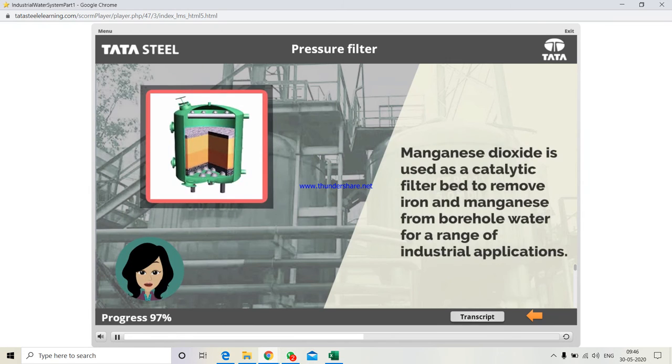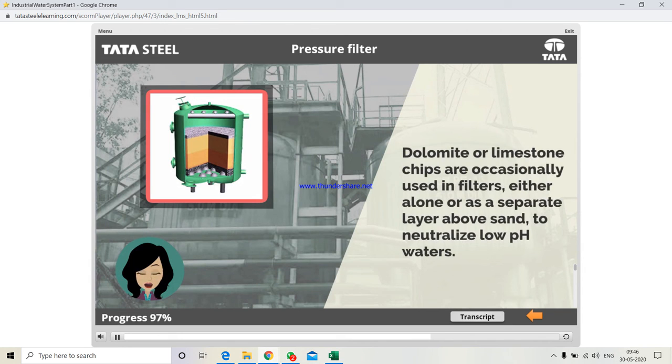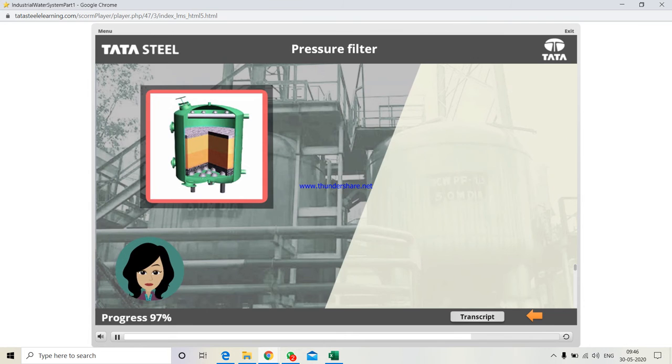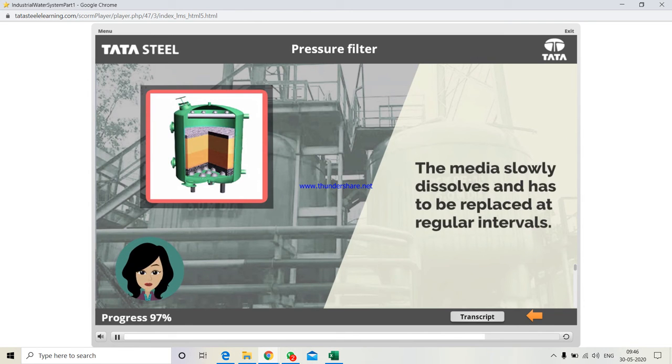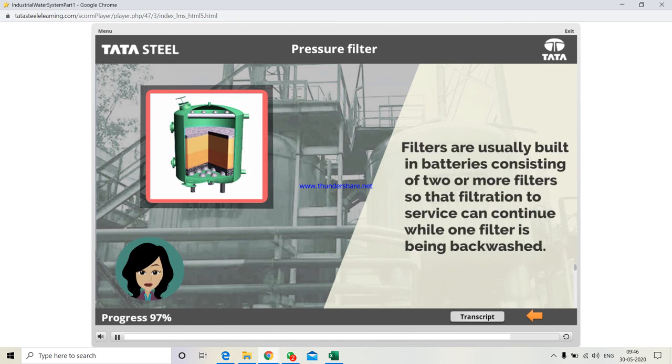Manganese dioxide is used as a catalytic filter bed to remove iron and manganese from borehole water for a range of industrial applications. Similarly, dolomite or limestone chips are occasionally used in filters, either alone or as a separate layer above sand, to neutralize low pH waters. The media slowly dissolves and has to be replaced at regular intervals. Because filtration is a batch process, filters are usually built in batteries consisting of 2 or more filters so that filtration to service can continue while one filter is being backwashed.